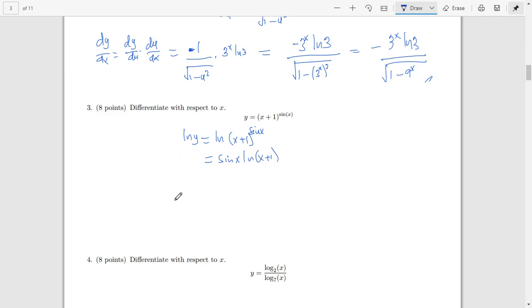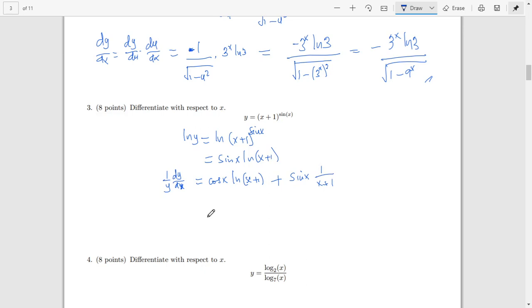At this point, I can differentiate. If I differentiate the left-hand side, I'm going to get 1 over y dy/dx, because this is an implicit differentiation, is equal to, I'm going to use product rule for the right-hand side. If I differentiate sine first, I'm going to get cosine of x multiplied by ln of (x plus 1), plus I'll keep sine constant. If I keep sine constant, I have sine x multiplied by the derivative of ln of (x plus 1), which would be 1 over x plus 1. If we differentiate x plus 1, we just get 1. So this is just what we're going to get.